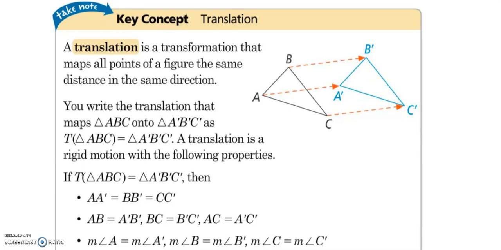So you write the translation that maps triangle ABC onto triangle A prime, B prime, C prime as a capital T, which stands for translation. Translation of triangle ABC into triangle A prime, B prime, C prime. A translation is a rigid motion and has some of the following properties.